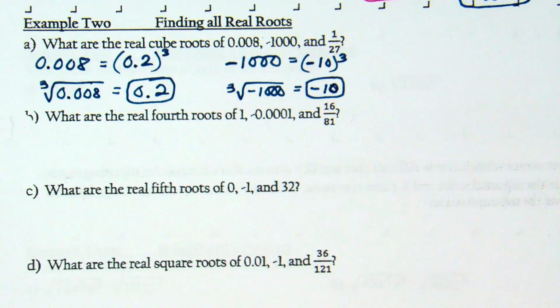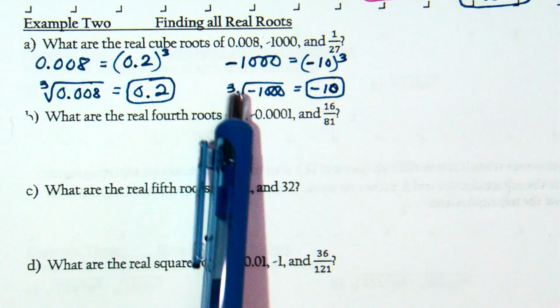Again, your calculator can help you there. However, it's good to know the pieces. The cube root of a negative is a negative. 3 zeros means there's going to be 1 zero in my answer. And then the cube root of 1 is 1. Those are some shortcuts to think about.